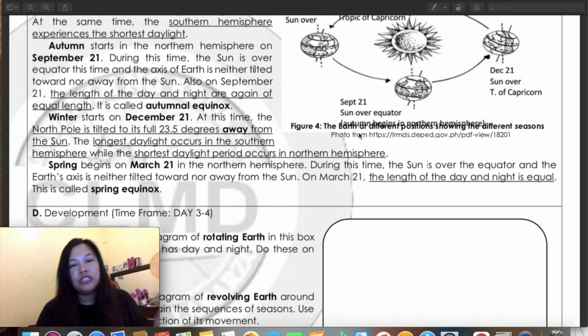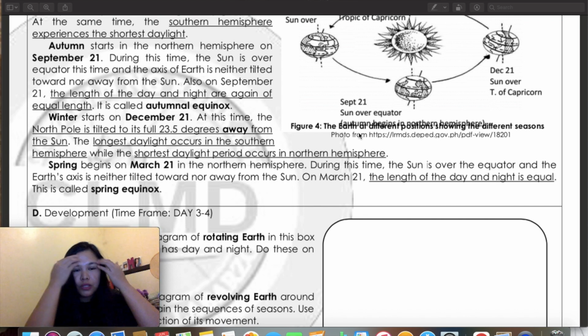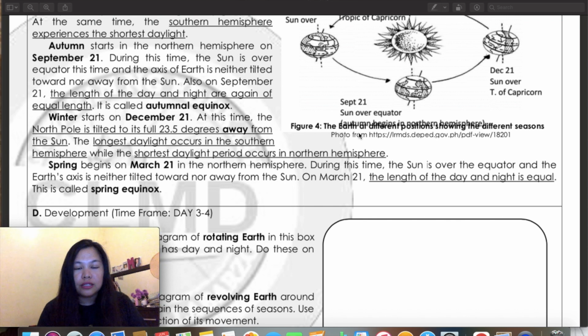So, during this time, the sun is over the equator. At this time, the axis of Earth is neither tilted toward nor away from the sun. Also, on September 21, the length of the day and night are again of equal length. It is called the autumnal equinox. Kapag pareho lang yung length nila ng time sa day and night sa autumn. So, ang tawag nun is the autumnal equinox. Same length of day, same length of night.